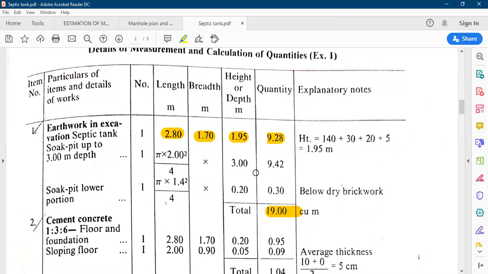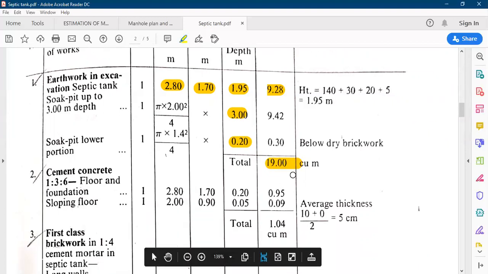Similarly, for the soak pit, right? The upper portion of the soak pit is 3 meter and the lower portion of the soak pit is 20 centimeter, that is 0.2 meter. The total quantity including all these things is 19 cubic meter.